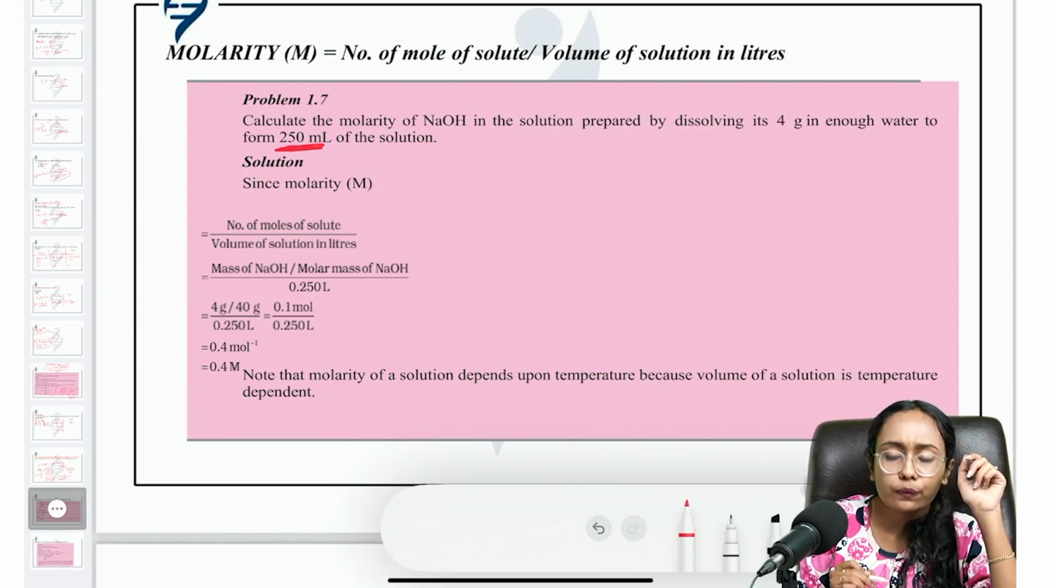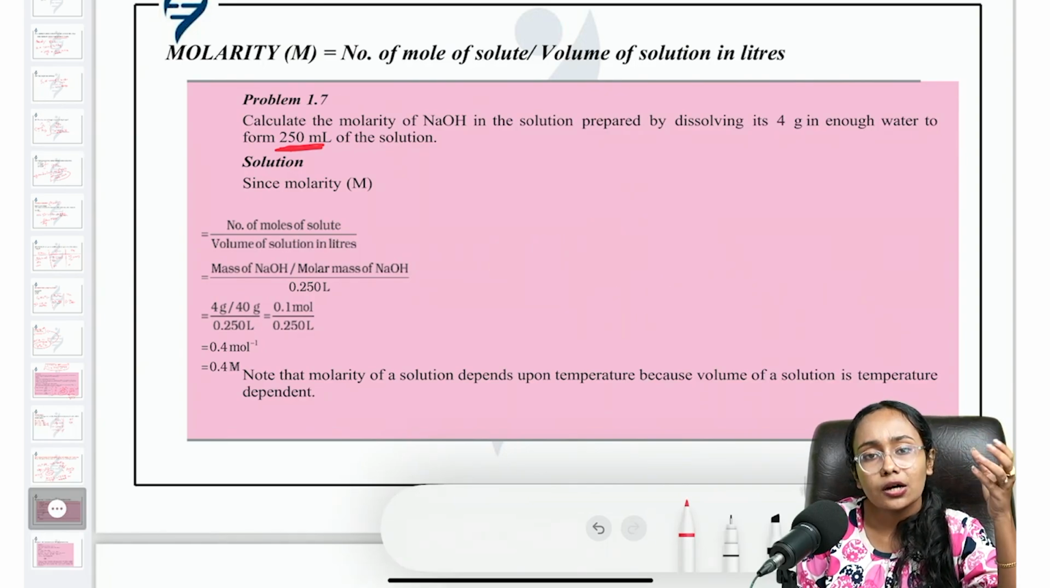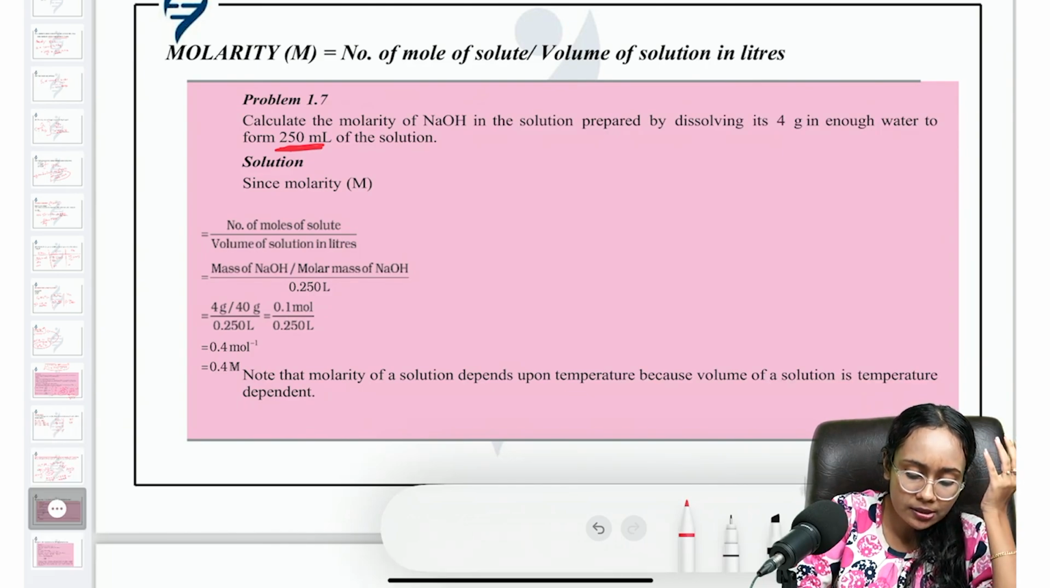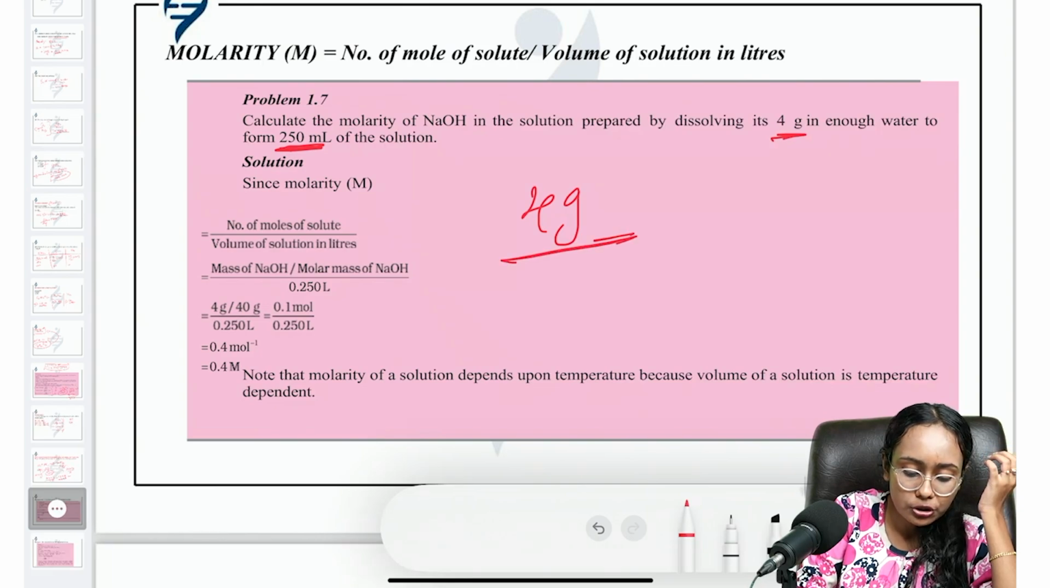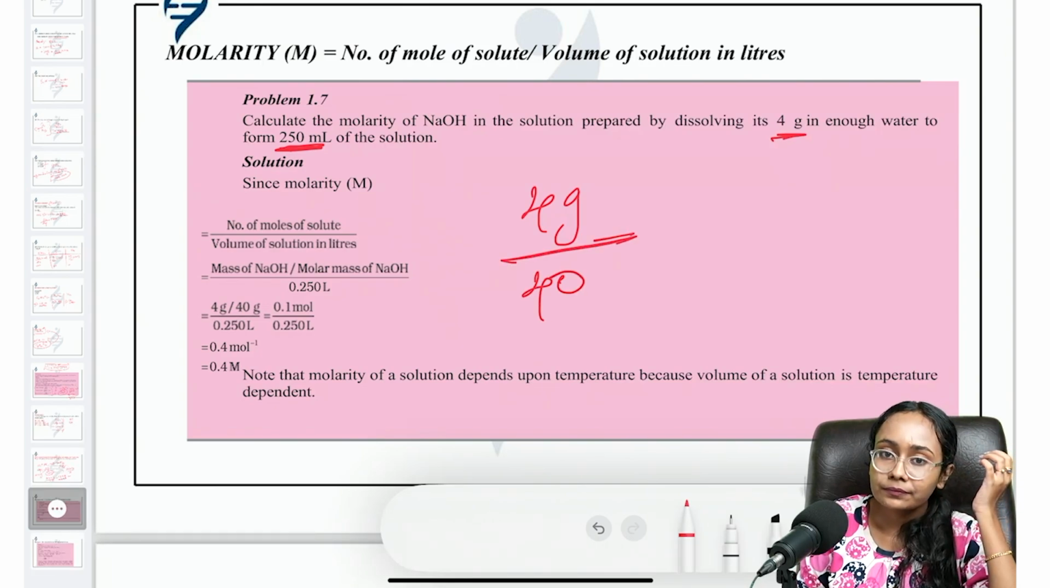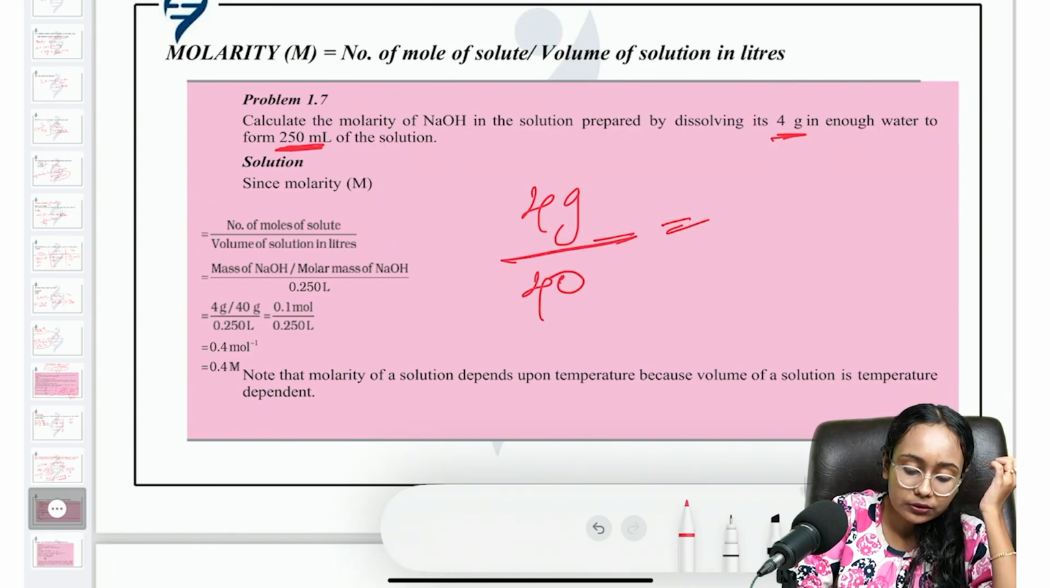How do we find the number of moles of a substance? Given mass by molar mass. Very easy. Given mass is 4 grams, divided by the mass of NaOH. Mass of NaOH is 40. So just divide it and find the answer. The answer is already given here, 0.1.